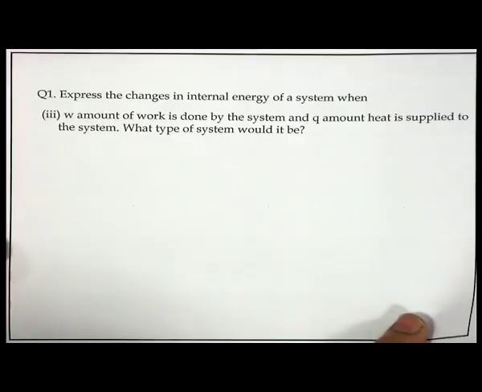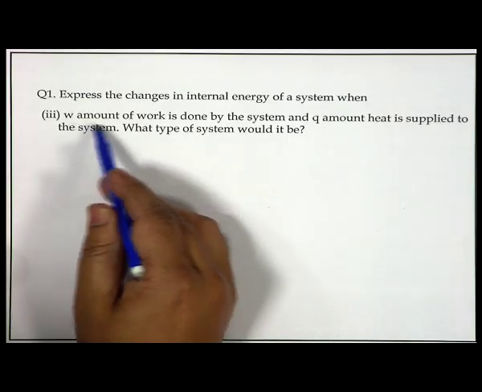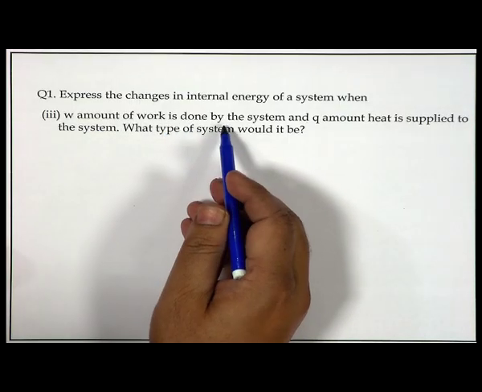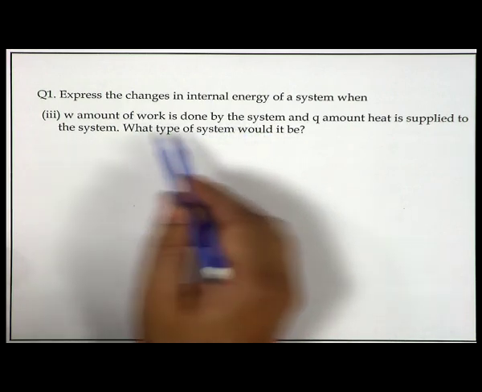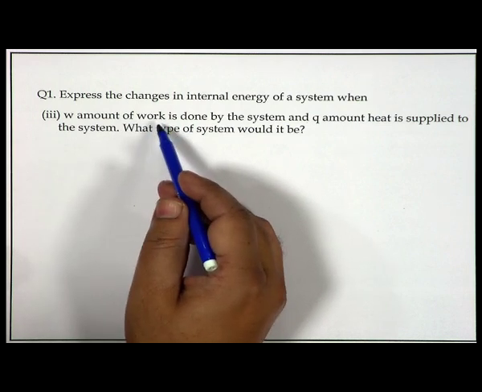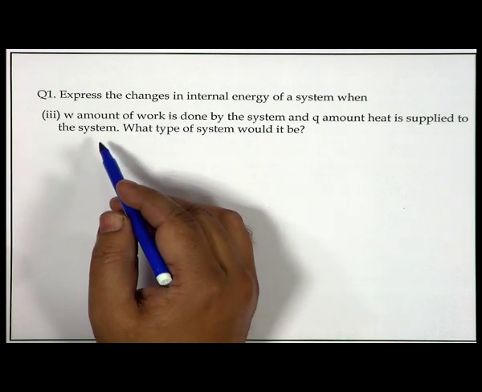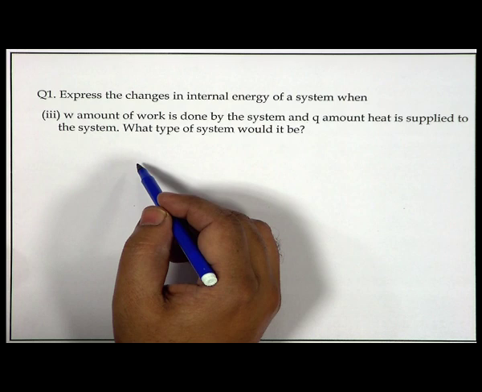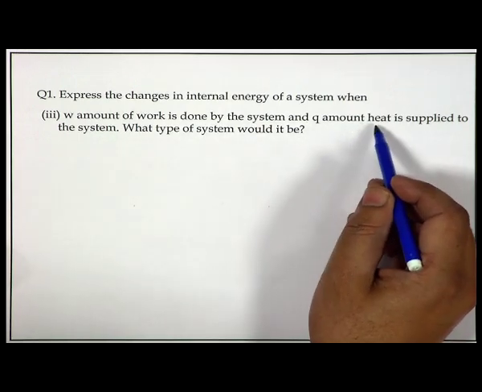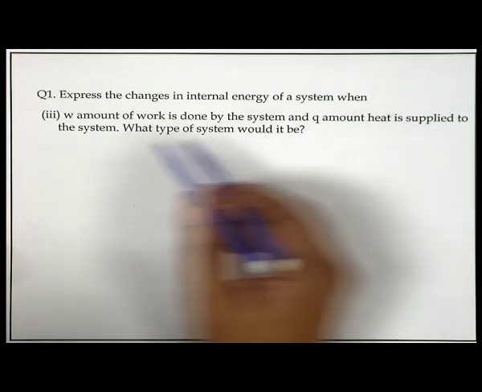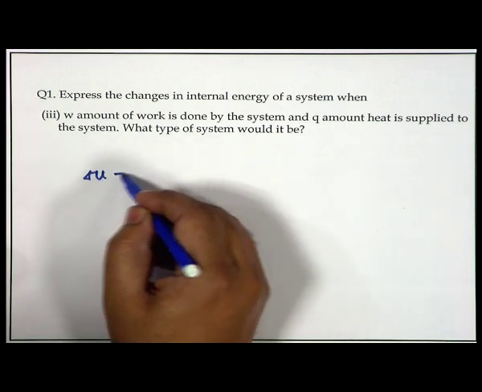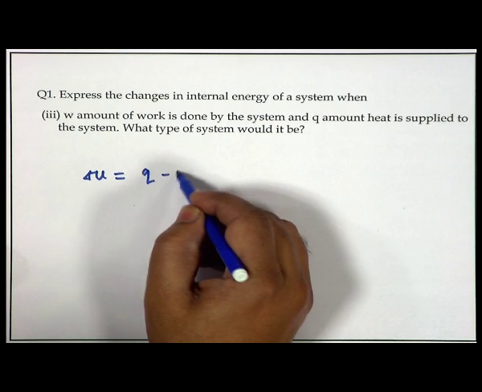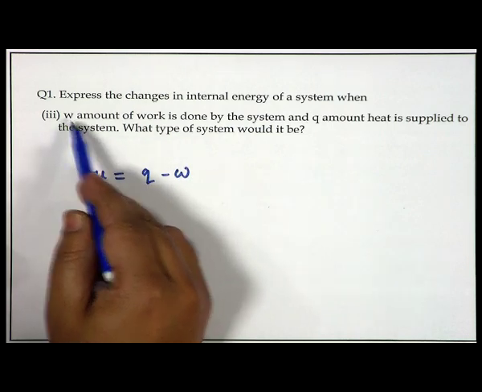In the third question, W is the amount of work done by the system, which means the system is losing some energy. So, it will be minus W, and Q is the amount of heat supplied to the system, that means the system is gaining energy.